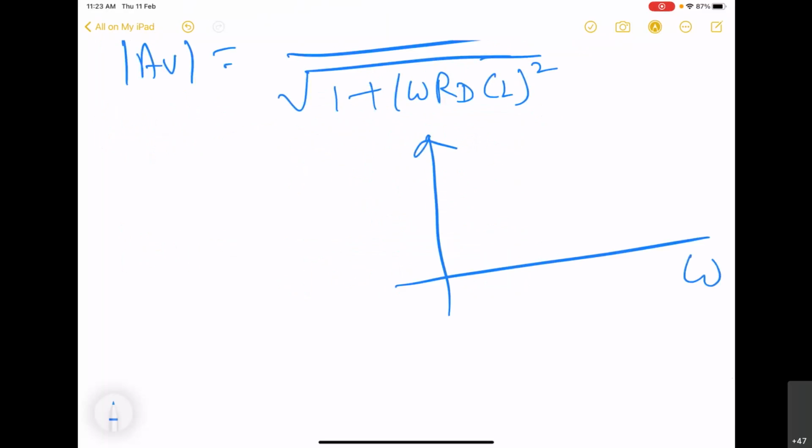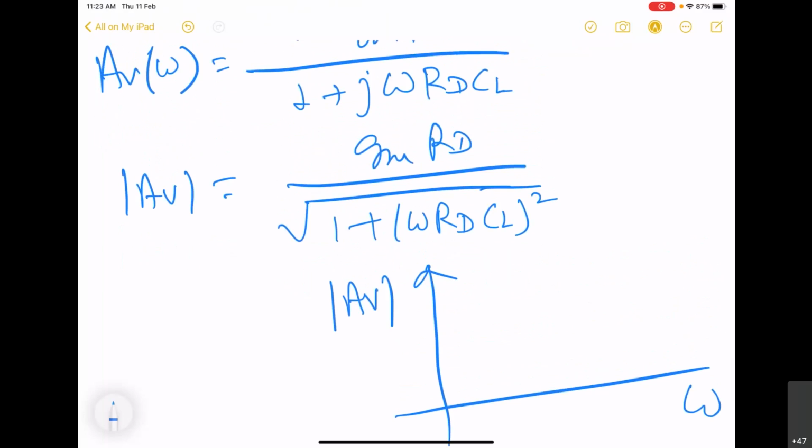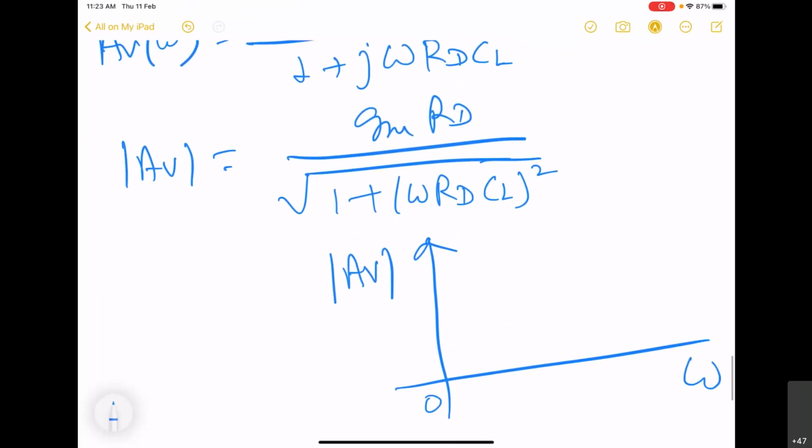So this is going to be the magnitude, and if you see the plot with respect to frequency, so here we see that when frequency is zero, then its value is going to be GMRD. In fact, this is going to be the maximum value that you can get. And then as the frequency increases, denominator increases and AV will decrease. So this will gradually decrease and it will become zero at omega is equal to infinity.